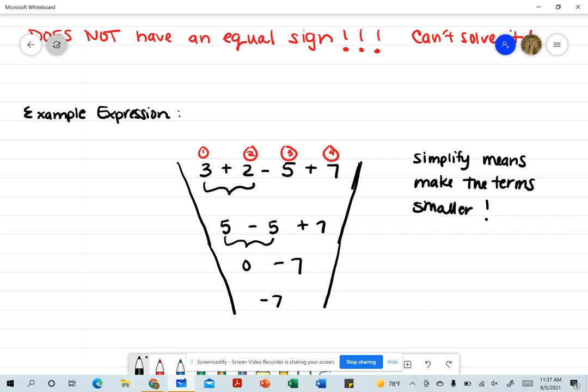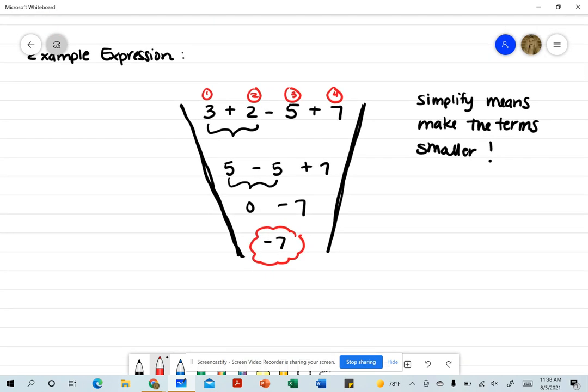We'll learn that more in a later lesson if you don't know how I got negative 7. But what I'm left with is one single term, which is the goal. I simplified it from 4 terms to 1 term. So expressions, we simply make them smaller. That's what simplify means. Another thing you can see when we have expressions, another key word is evaluate. It means basically the same thing as simplify. It means make them smaller, do the operations to make them smaller. All right, thank you.